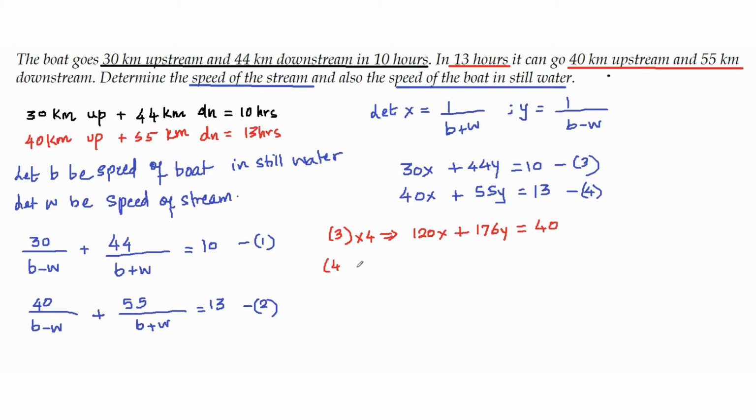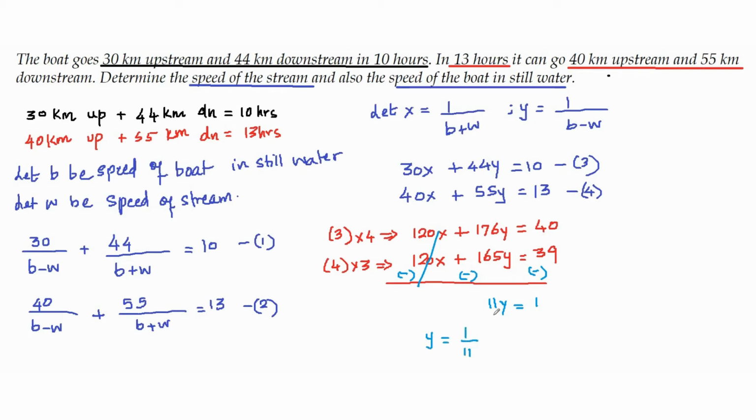And let's multiply the fourth equation by 3. So it becomes 120X plus 165Y is equal to 39. Now if we subtract, X is going to be eliminated and Y remains. So I get 176 minus 165 is 11Y is equal to 40 minus 39 is 1, which means Y is equal to 1 by 11, right?